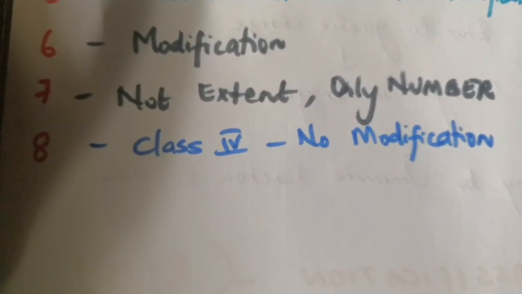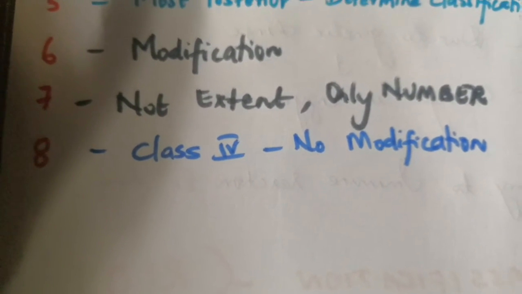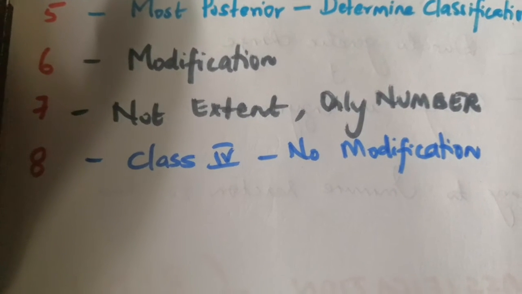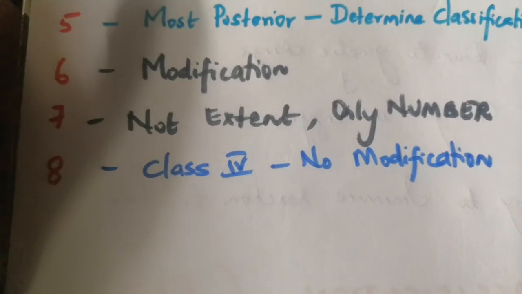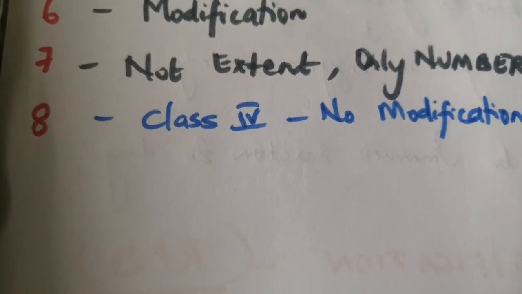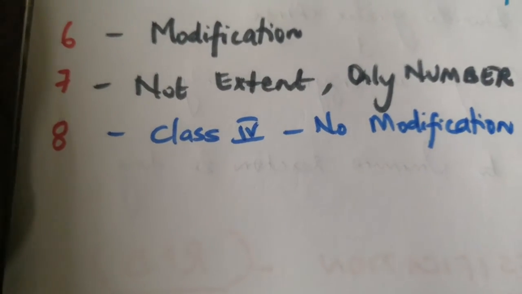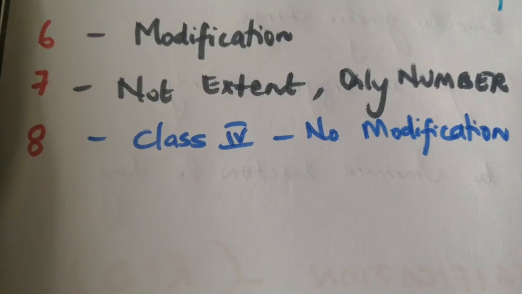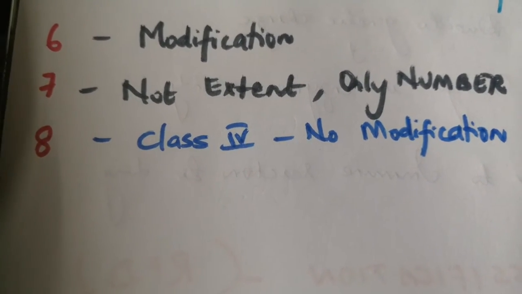And the seventh rule, the key word is not the extent, only the number. So the extent of modification is not considered, but only the number of additional edentulous areas is considered. Then the eighth rule, the key word is class 4, no modification. There can be no modification areas in class 4 because class 4 is the bilateral posterior edentulous areas. There is no modification for that.